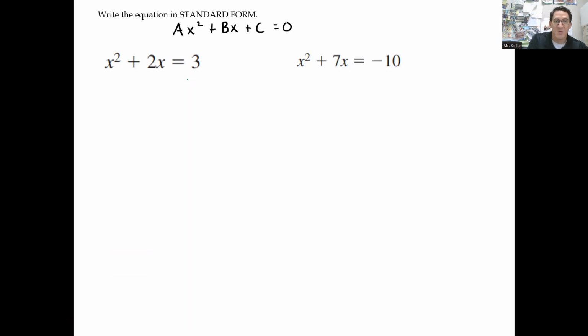You can't just pick it up and move it. You got to do some proper operations here. So I'm going to subtract 3 from both sides. Plus 3 minus 3 cancels out over here. I get x squared plus 2x minus 3.